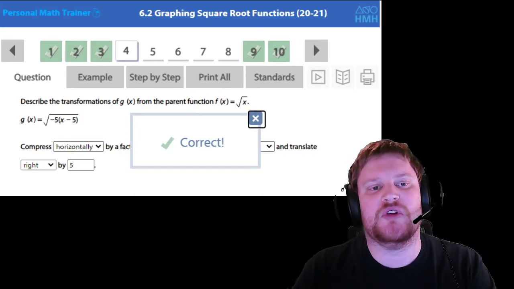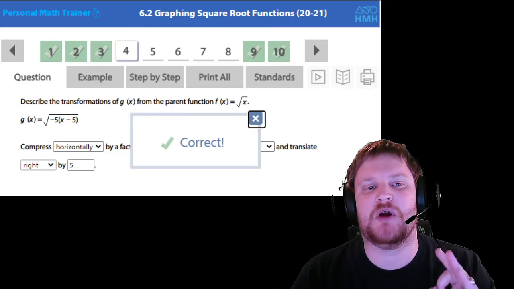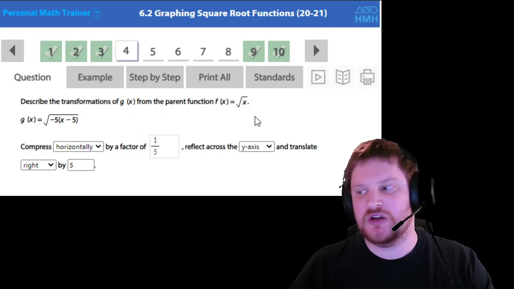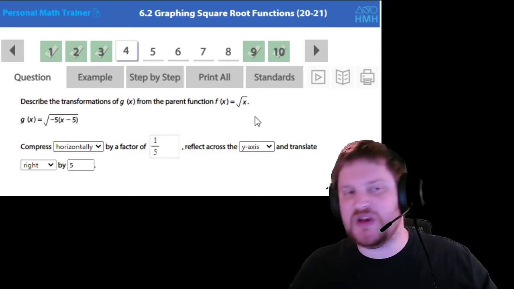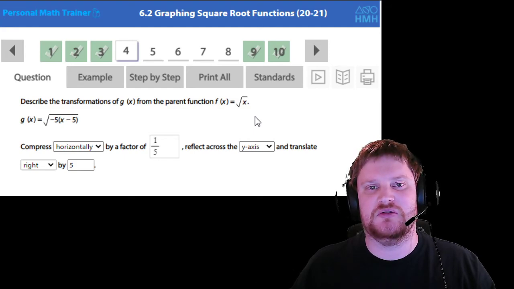Guys, that's all there really is to this section. These 10 problems, you should be able to knock them out pretty quick as long as you follow along with these simple step-by-step guides. So with that, we're 8 minutes in, and you guys have everything you need for 6.2. Good luck.